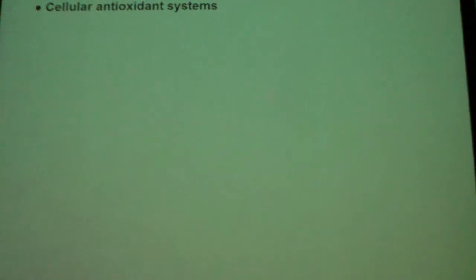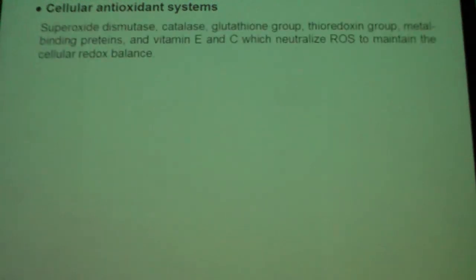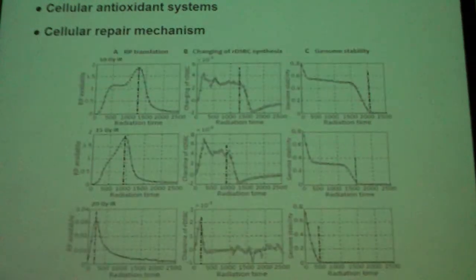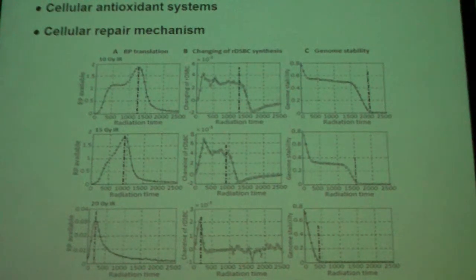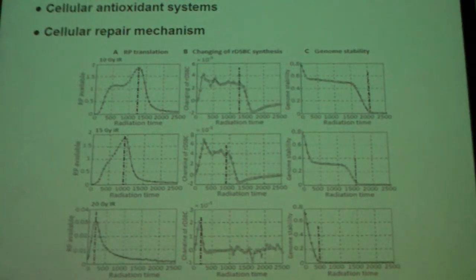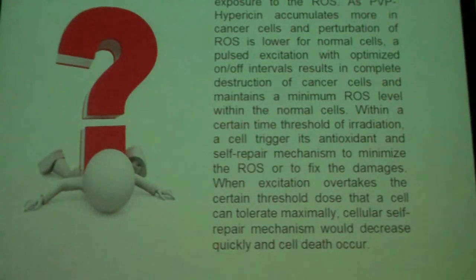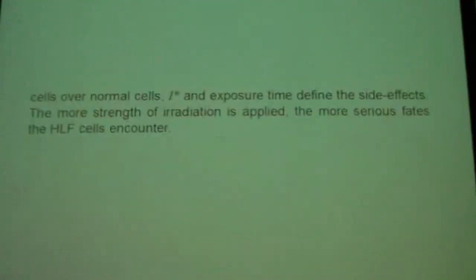The first reason is the cellular antioxidant system. The cells have an antioxidant system which, if we have small amounts of reactive oxygen species, can minimize them, and they can survive. And if this antioxidant system doesn't work, then they repair themselves. If the damages are not so high, the cells can repair themselves. And now, because we don't have enough time, I will just go through the conclusion.